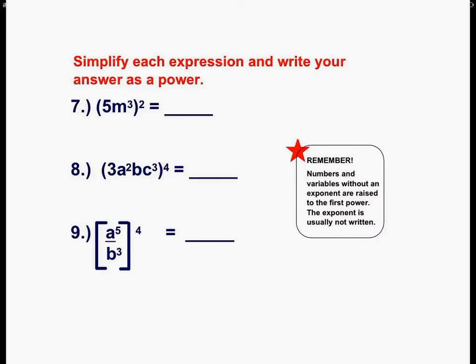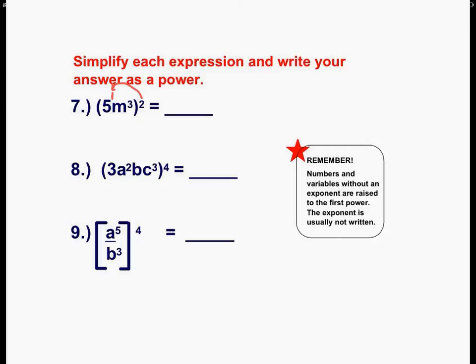Number 7, we have 5 m to the 3rd, all raised to the 2nd power. Now, let's remember what I mentioned earlier. Anytime we have a number or a letter without an exponent written, it's understood that there is a 1 there. So let's go ahead and write in that understood 1. Let's make that 5 to the 1st. Now, we're going to distribute exponent to exponent.